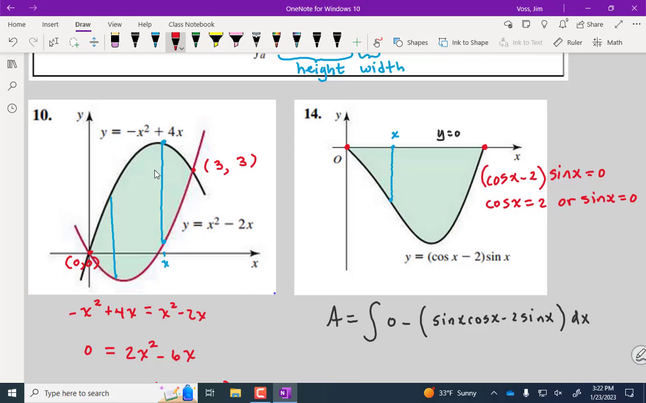Cosine is never equal to 2. Cosine wiggles around between -1 and 1. It's never up there at 2. So it's got no solution there. So, sine of x is equal to 0.